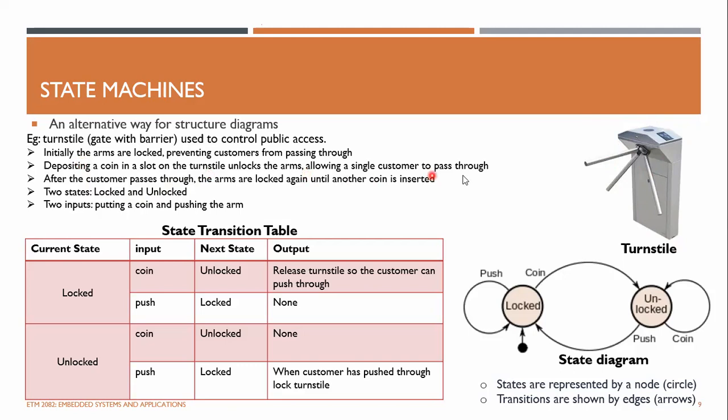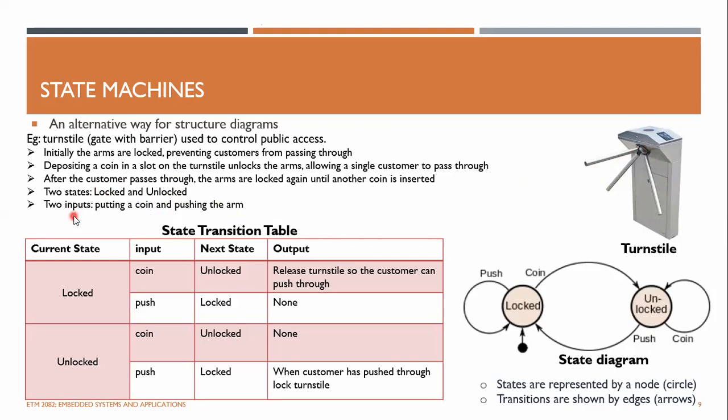Initially the arms are locked. This is a locked position, so no one can move through it. If someone puts a coin here, it will free this lock, and this can rotate, so the person can pass through. After the customer passes through, the arms are again locked. There are two states in this turnstile: the first is the locked state, which is normally locked, and the other state is unlocked. If a coin is inserted, the state will be unlocked.